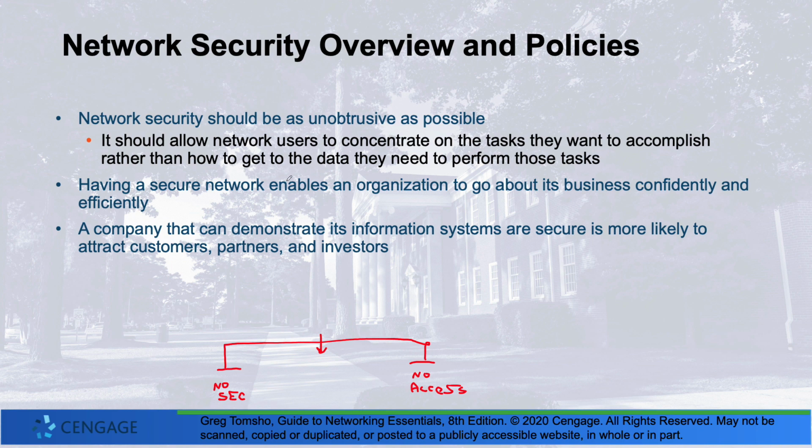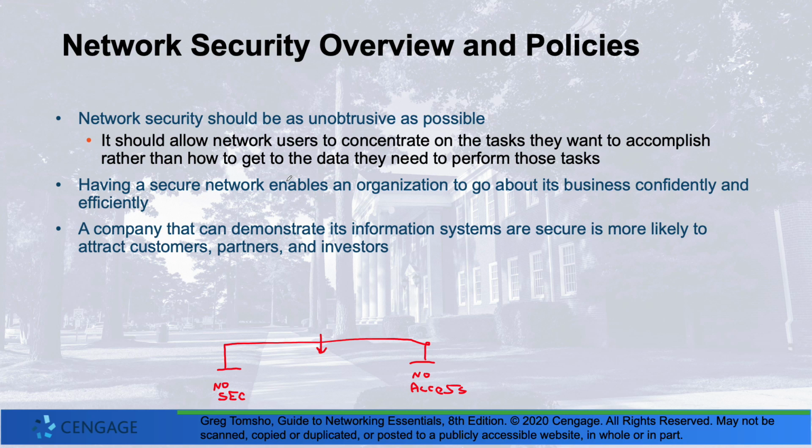Like it says in a bullet, you should allow network users to concentrate on the tasks they want to accomplish rather than how to get the data they need to perform these tasks. So you don't want security becoming a hindrance for people's productivity, if that makes any sense. But having a secure network is going to enable your organization to go about its business confidently and efficiently. They are going to be able to use the system, but it's going to be reliable because you have a little bit of security in place.